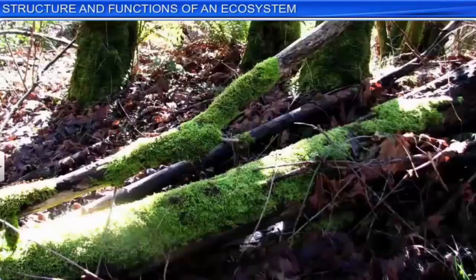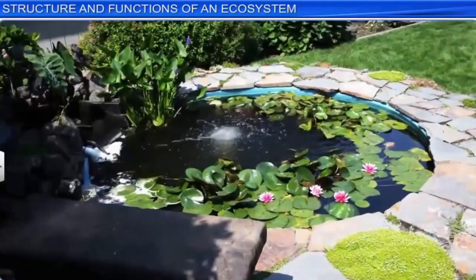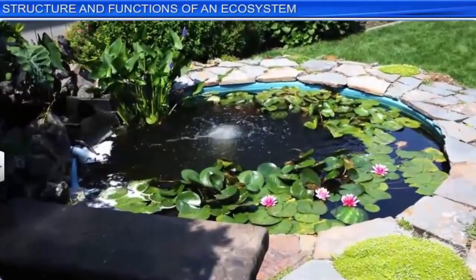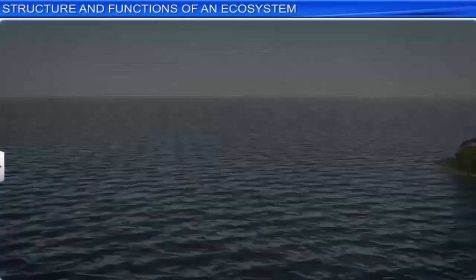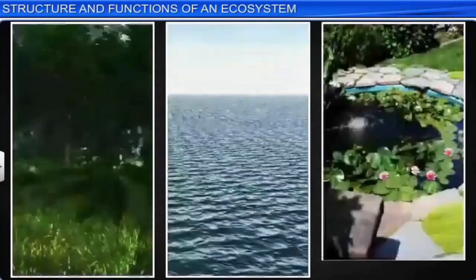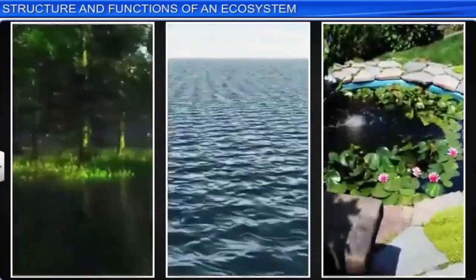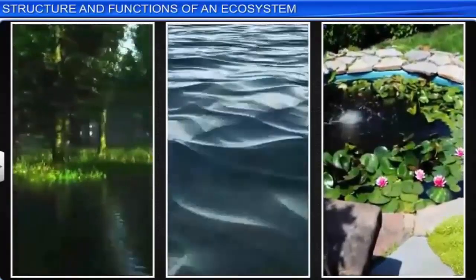log, or a forest, a pond, or the ocean. These are just some of the ecosystems found in nature. An ecosystem is a functional and stable unit where all living organisms interact among themselves and with the surrounding physical environment, leading to a flow of energy and nutrients.